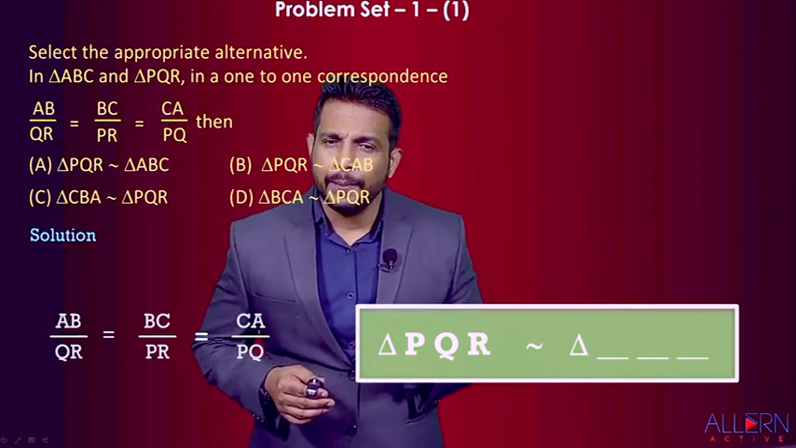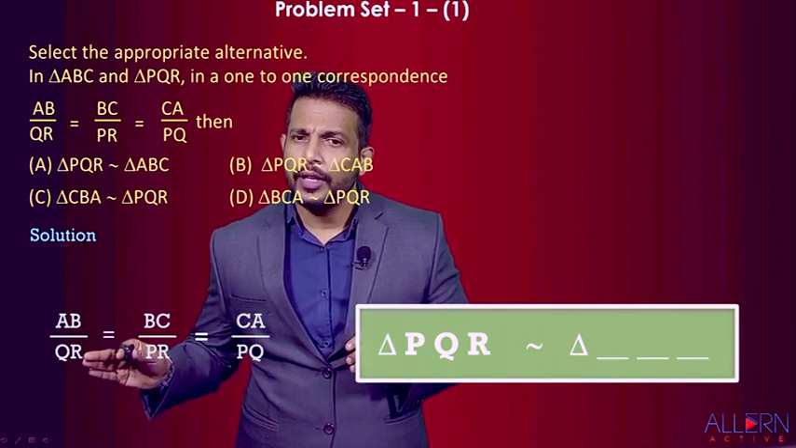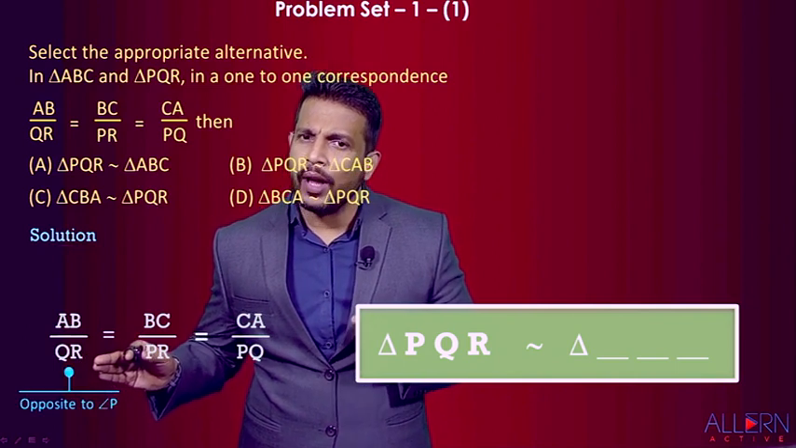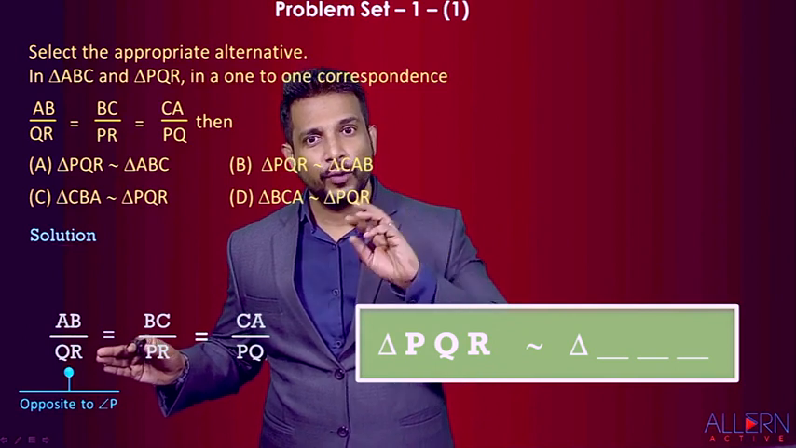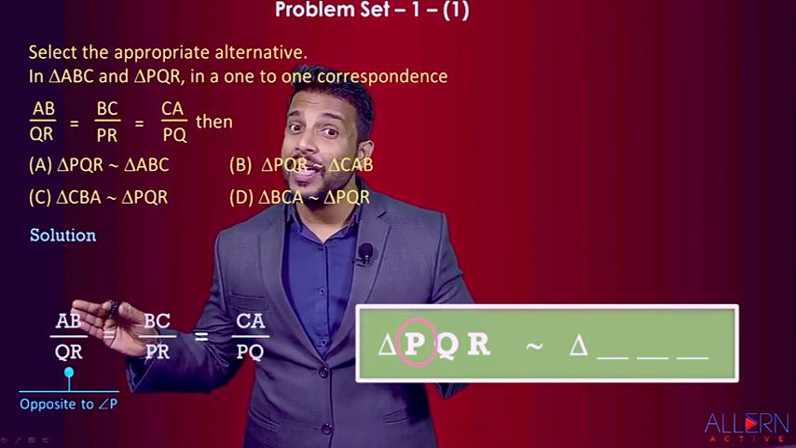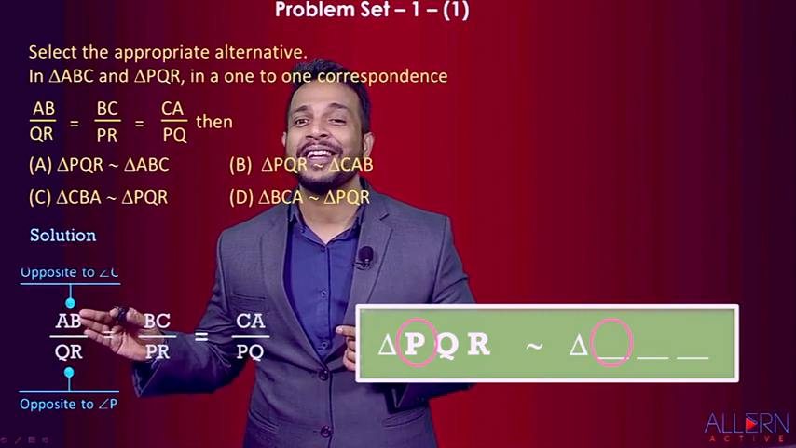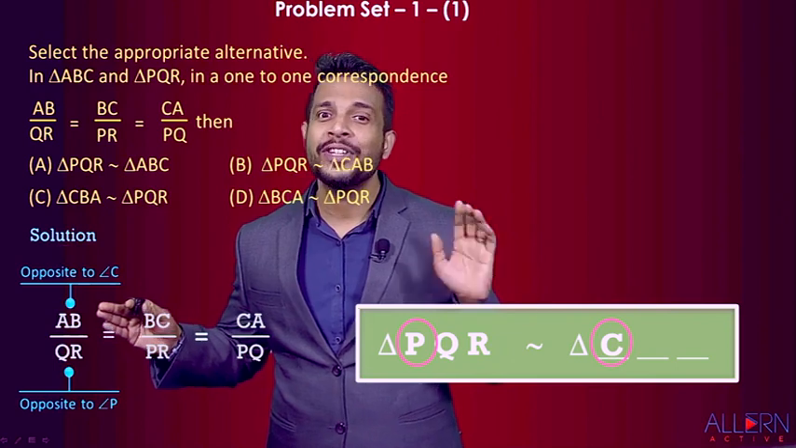The one method is, observe here, pick up the first ratio. Now you go here, QR. Now QR is opposite to which angle? Angle P, because in triangle PQR, if you leave QR, what is left is P, right? Same way here for AB. AB is opposite angle C. So that means we are saying that P corresponds to C.